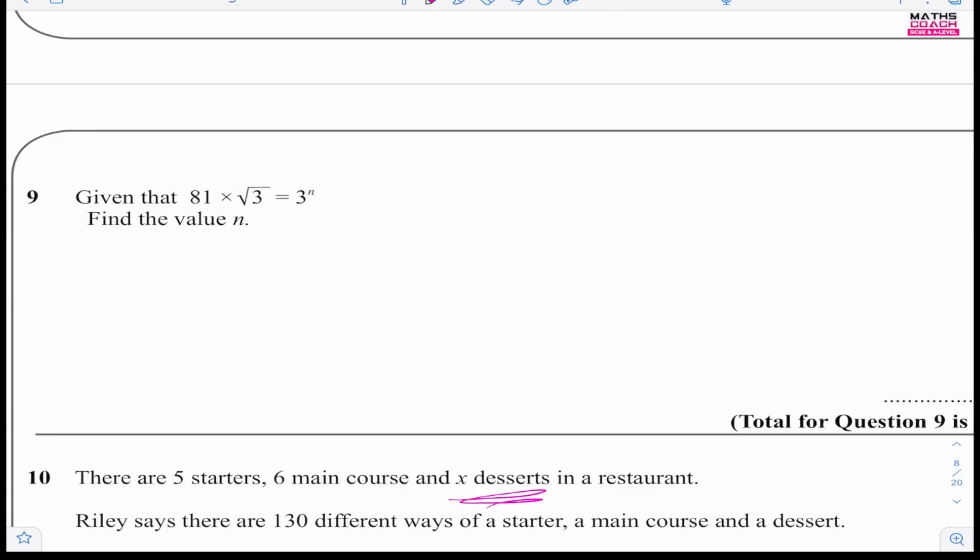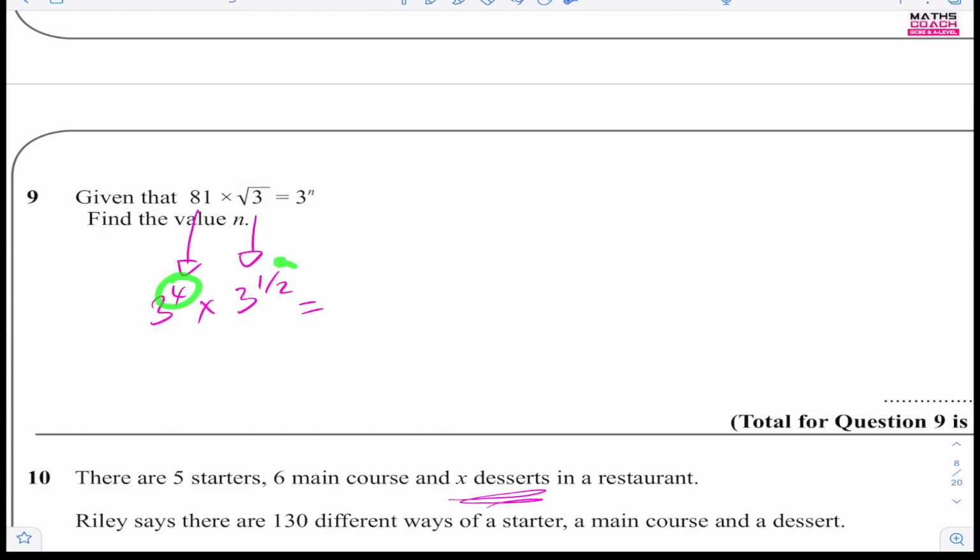Okay, question 9. Given that 81 times root 3 is equal to 3 to the power of n, find the value of n. How do we do this? Right, so if we have a look at this, we want to make everything into 3 to the power of something. So we can make root 3 as 3 to the power of a half. Now what about 81? Well, 81 we can write as 3 to the power of 4. So this entire thing here would simply be 3 to the power of 4 times by 3 to the power of a half.